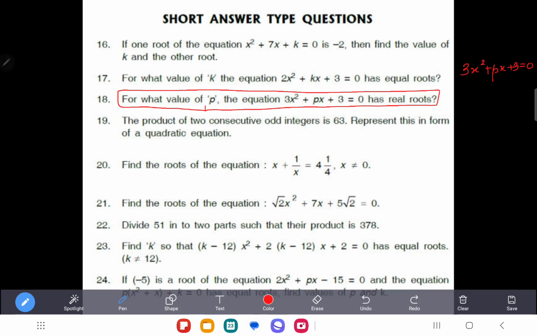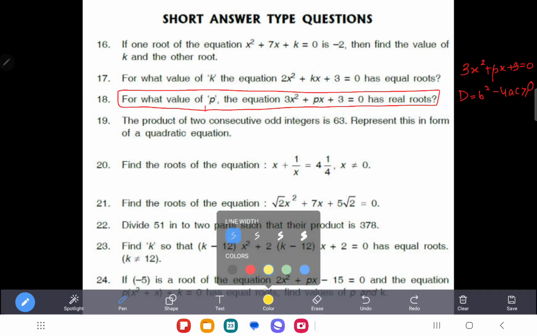You would say for the real roots, discriminant is b square minus 4ac. This should be either greater than or equals to 0. Do you understand the point? This discriminant should be either greater than or equals to 0. I hope you're understanding.